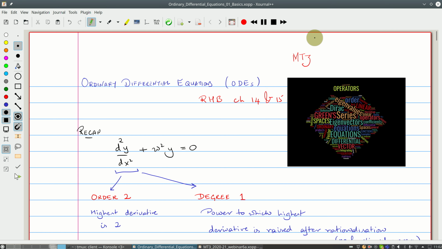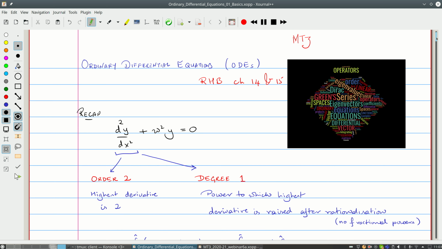This is going to be an overview of some parts of ordinary differential equations. I expect you to be looking, in parallel with what I will be doing in this recording, at Riley, Hobson and Bence's chapters 14 and 15. This particular recording will focus mainly on chapter 14, on first order ordinary differential equations, but there will be a couple of ideas taken from chapter 15, which is on second order ODEs.